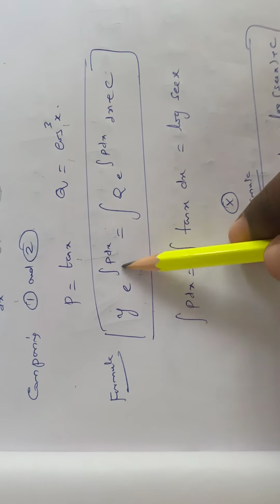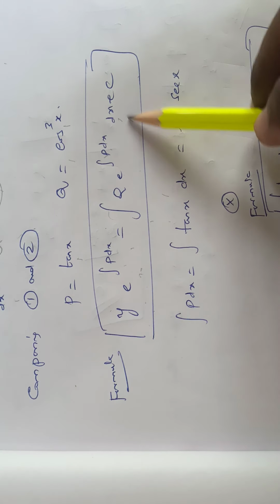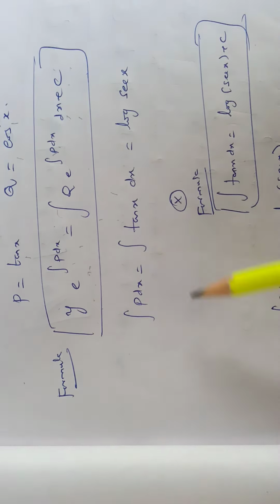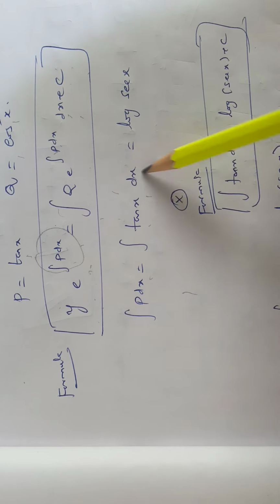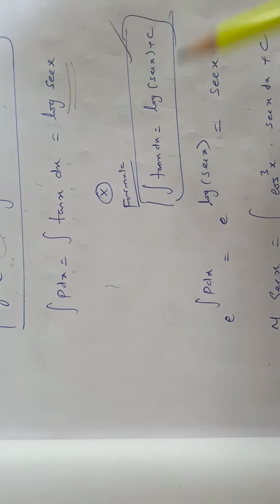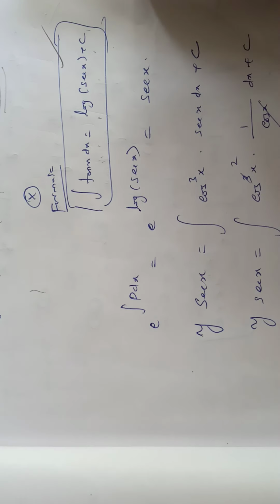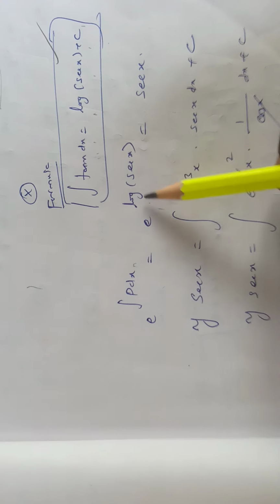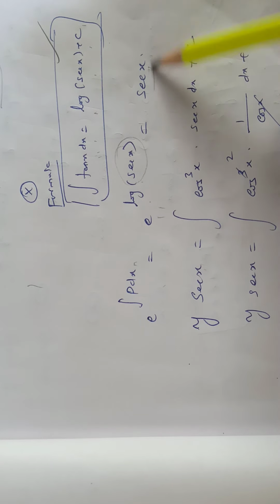The formula is y e^(∫P dx) = ∫Q e^(∫P dx) dx + c. First we have to compute ∫P dx, the integral of tan x. The integral of tan x is log sec x. To remember, study this formula: ∫tan x dx = log sec x + c. So e^(∫P dx) = e^(log sec x), and e^(log of something) is sec x.